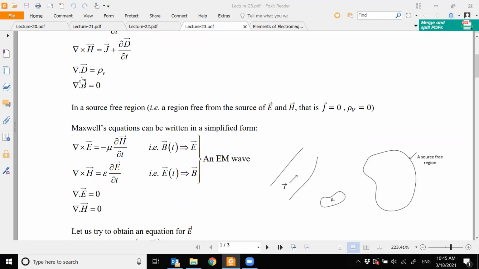Therefore, this also, del dot D bar is 0. So therefore, I can write it as del dot E bar is 0. And here also, del dot B bar is 0. Therefore, del dot H bar is 0.